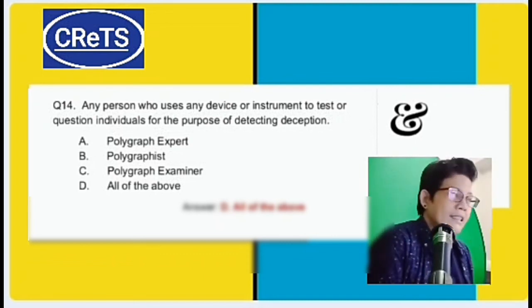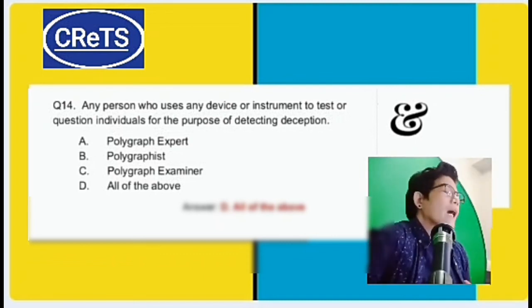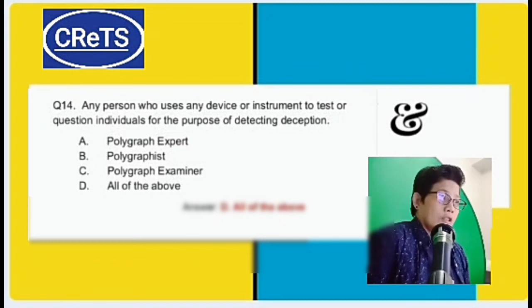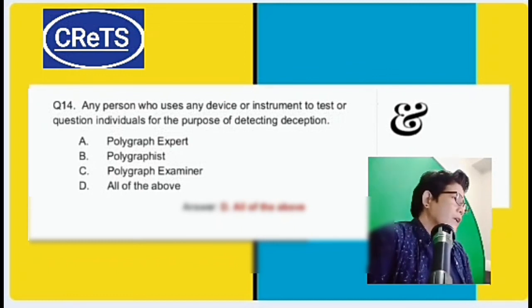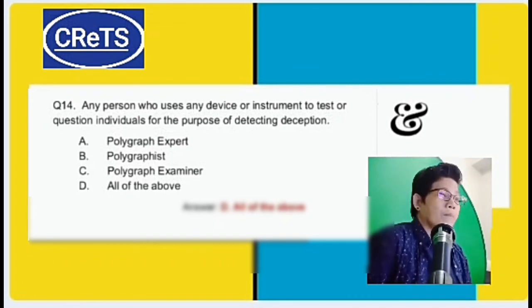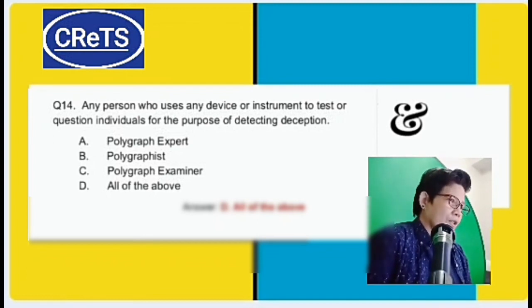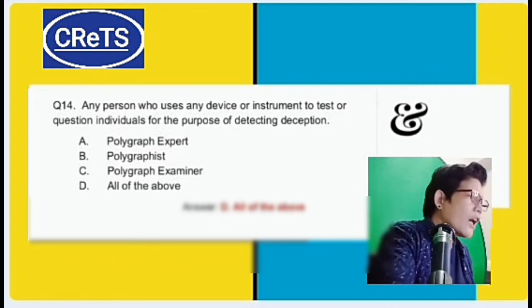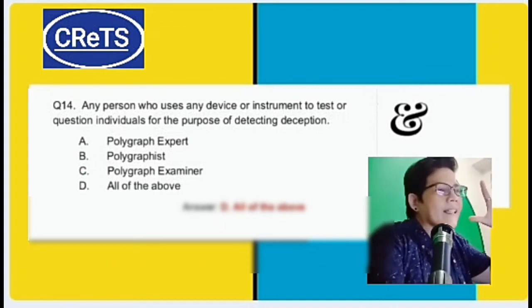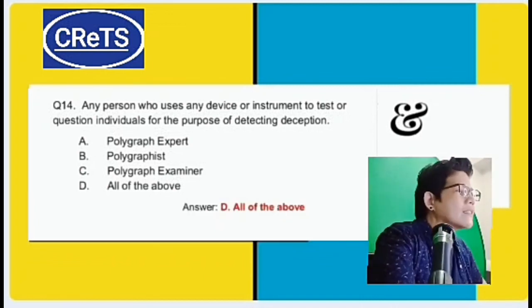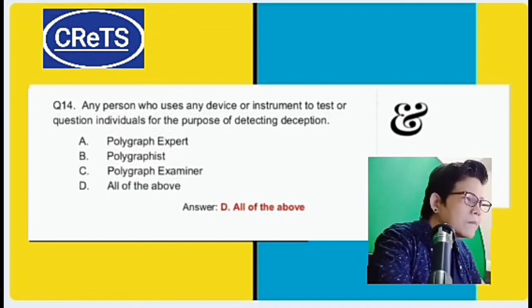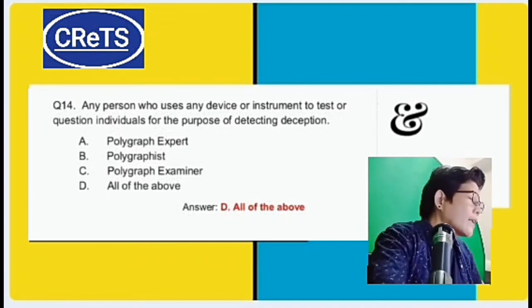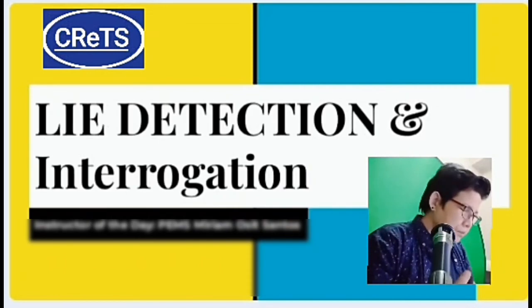Tao, class, no? Tao. Na gumagamit nitong instrumento na to. Okay? Any device, instrument to test or question individuals for detecting deception. Okay. The answer is... makinig at tignan mabuti. Delta, class. All of the above.